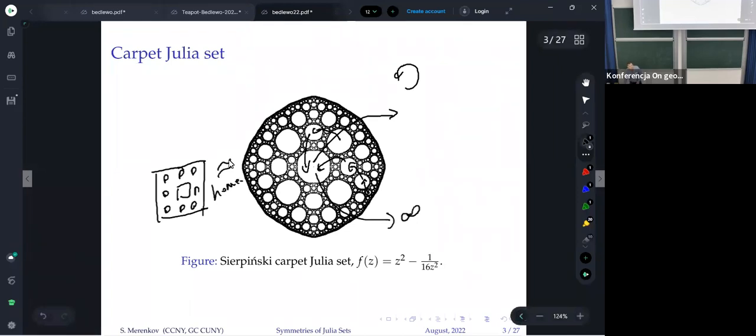And then based on how large it is, we will also try to classify carpets, or not necessarily carpets, later on you will see some other Julia sets, as rigid or non-rigid. If you only have a finite group, we will say it's rigid, otherwise flexible or non-rigid.